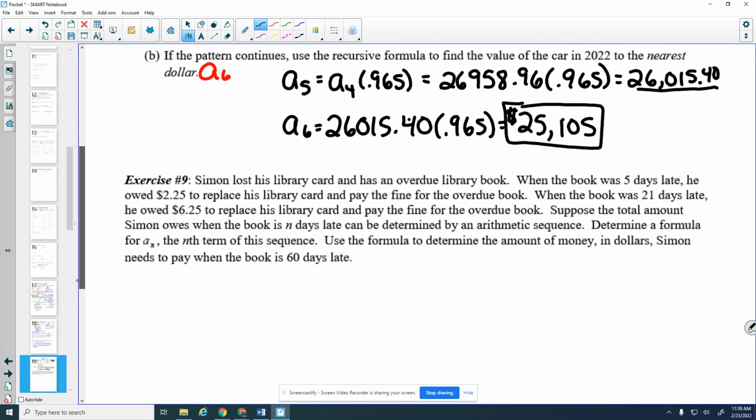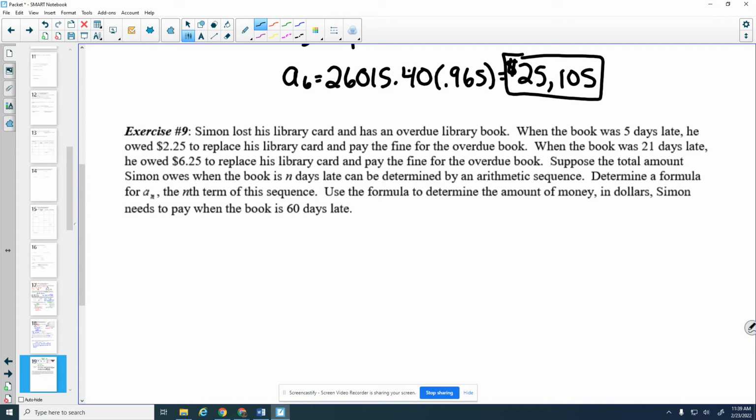The next question is a little more complex. It says, Simon lost his library card and has an overdue library book. When the book was 5 days late, he owed $225 to replace his library card and pay the fine for the overdue book. So if I'm going to write this, I'd probably start out this way. Since I look down the line and see I'm working with sequences, on the fifth day, he owes $225. And then it says on the 21st day, he owes $625. The book was 21 days late, and he owed $625 to replace his library card and pay the fine for the overdue book.